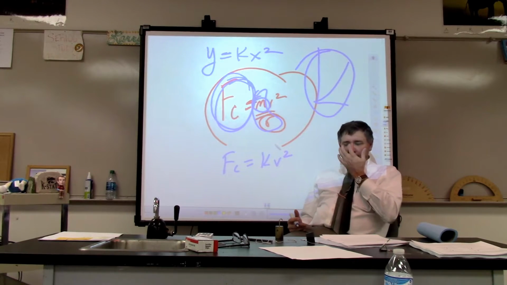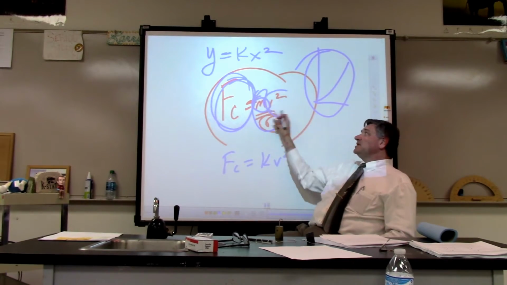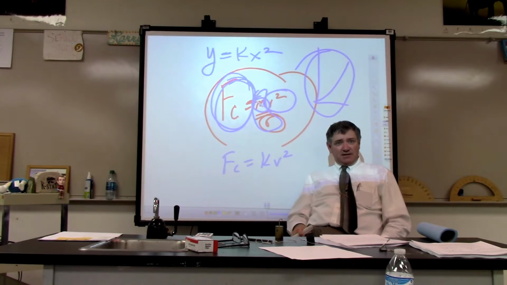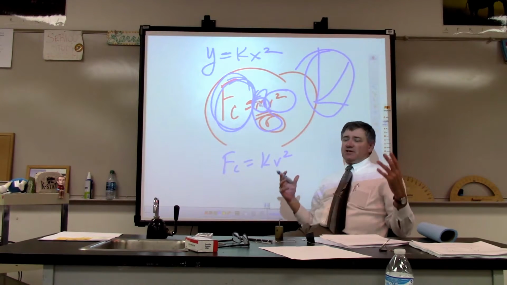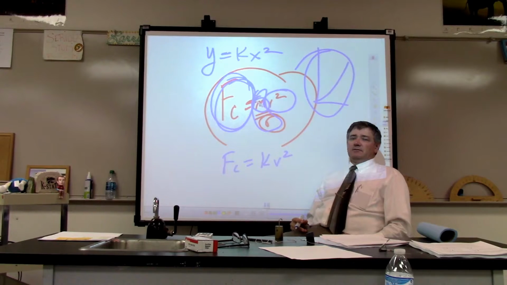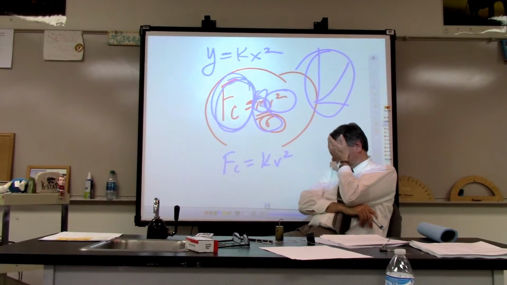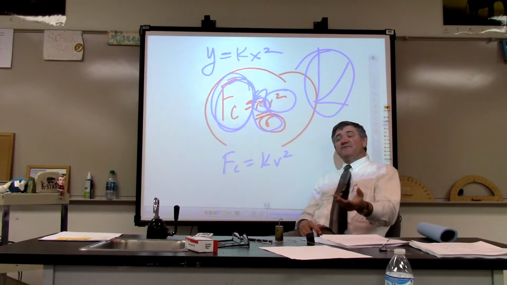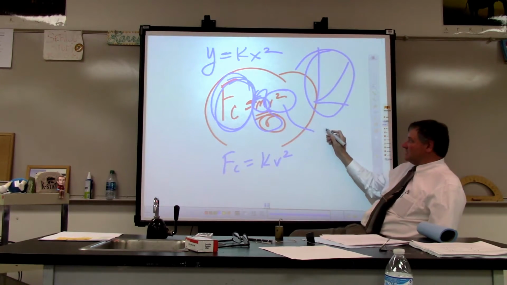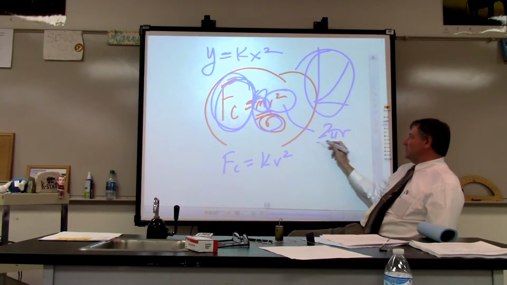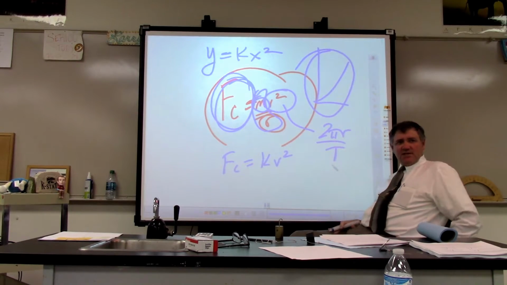Okay? Now, the question being, how are you going to get this velocity? Got to have that number. So what can we measure to get the velocity? The circumference and time. So to get that velocity, you're going to take 2 pi r over t.